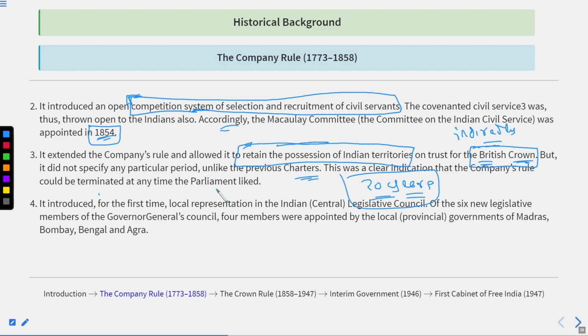It introduced for the first time the local representation in the Indian Central Legislative Council. Of the 6 new legislative members of the Governor General's Council, 4 members were appointed by the local or provincial governments of Madras, Bombay, Bengal, and Agra.